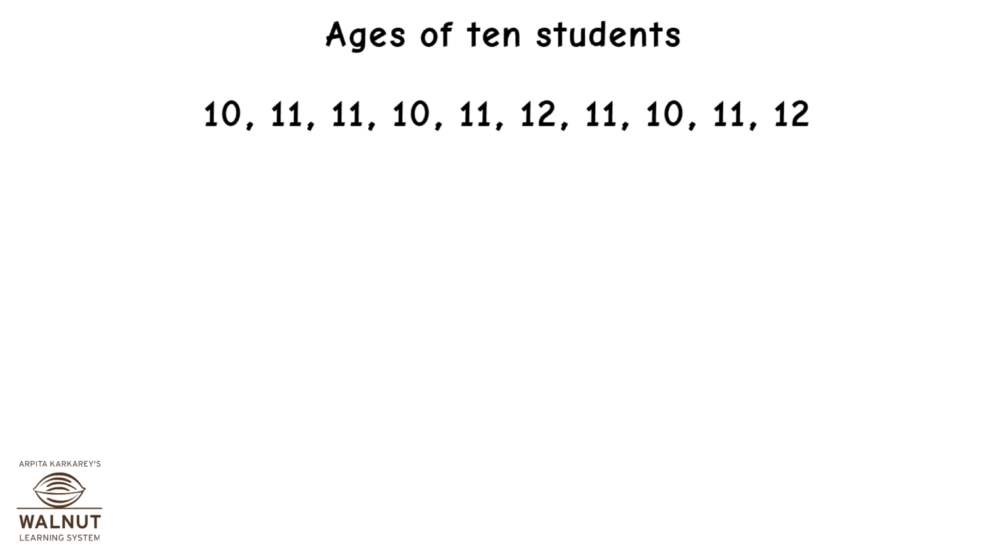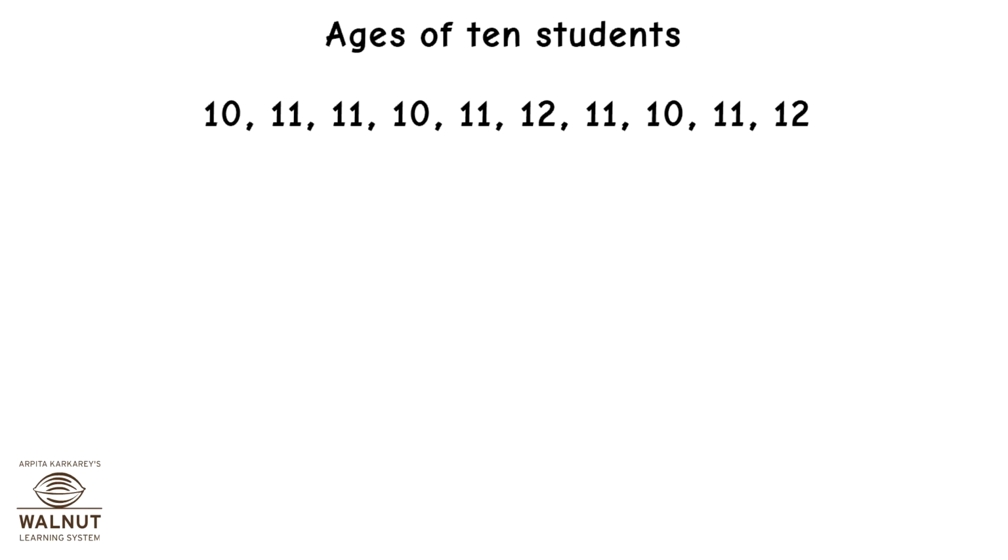Let's take a look at another one. Sort this data now and make a table. The ages of 10 students in a class are given. The data is unsorted. What is the lowest age? 10. What is the highest age? 12. So we make a table from 10 to 12, which is 3 rows.